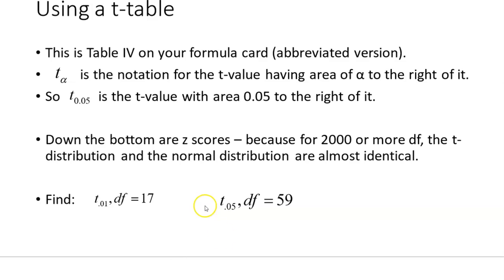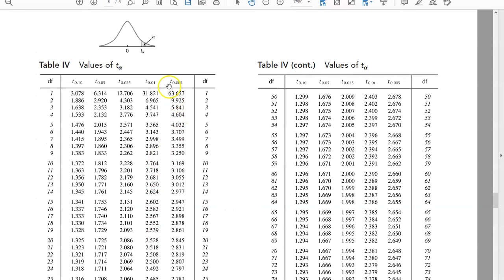Let's try a couple of these just to look at the table and see what we come up with. So suppose I want to find t of 0.01 with 17 degrees of freedom. So I want to find the t-score that has an area of 0.01 to the right of it with 17 degrees of freedom. Okay, so t of 0.01 is right here, 17 degrees of freedom. There it is. If I can highlight it, 2.567. Right, so 17 degrees of freedom, t-score with alpha equal to 0.01.